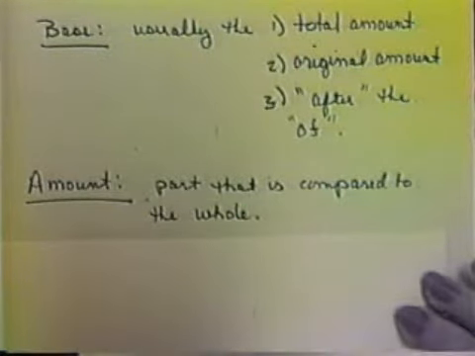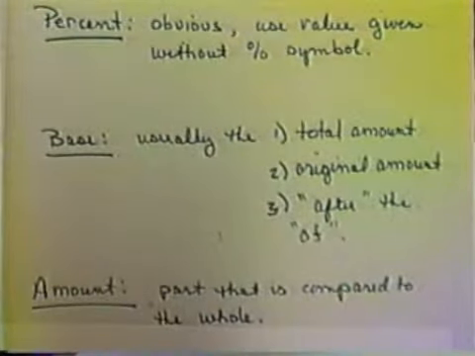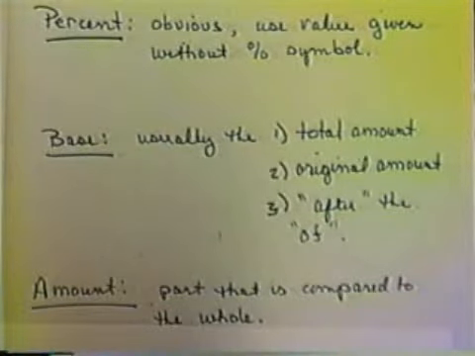So again, let's review. The percent usually is very obvious. It's the value that's given, and we use it without the percent symbol. The base is usually the total amount, the original amount, and usually after the word of. And the amount is the part that's compared to the whole, or what we haven't identified yet. Now let's look at some examples.